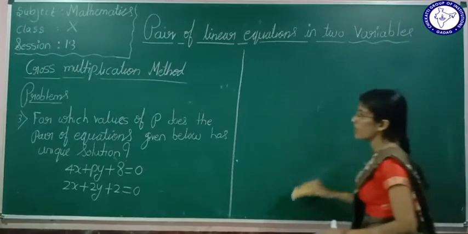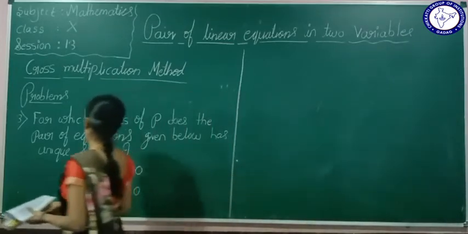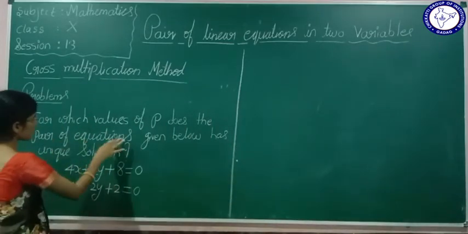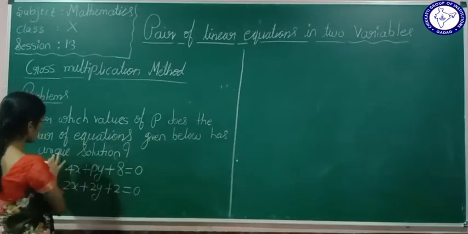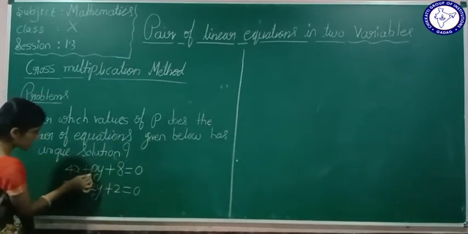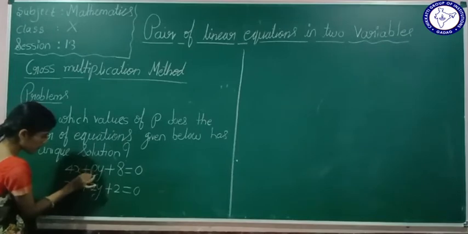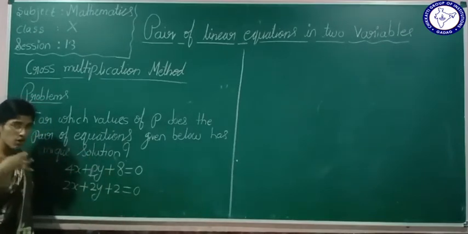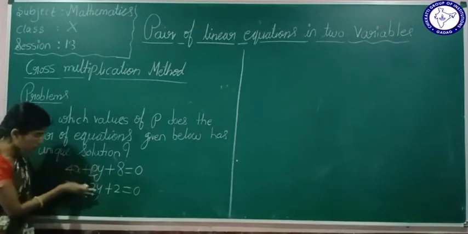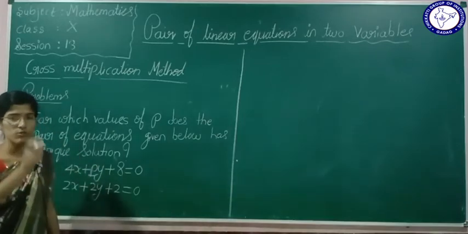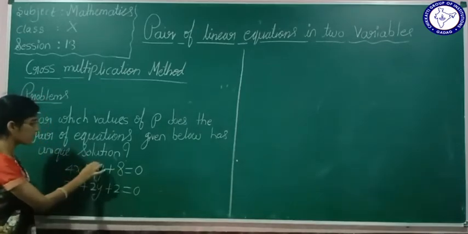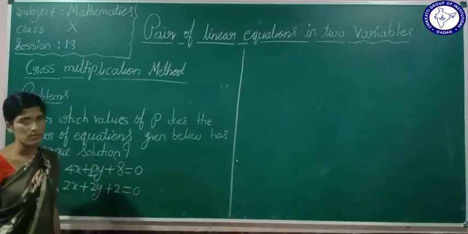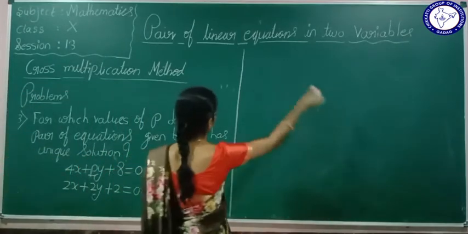Now see here, for what values of p does a pair of equations given below have a unique solution? They are asking you for what value of p. What is the value of p? Okay, for what value of p the pair of linear equations have a unique solution, means we have to find out the value of p here. Now see here, solution.